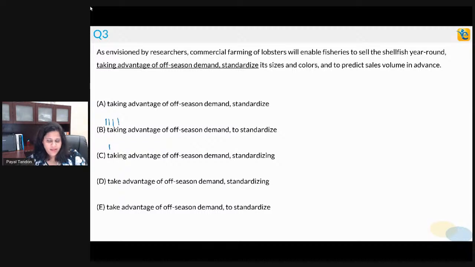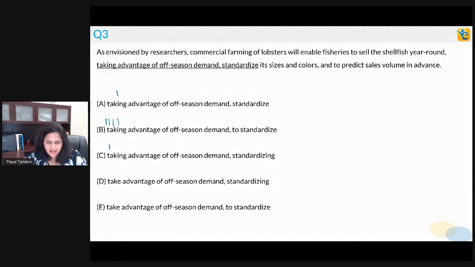Good, Anurag, very nice. Appy tried. Sneha also, Arun also. Arun has selected choice A. Arun, I need to discuss this with you. Was not able to comprehend this one, to be honest.